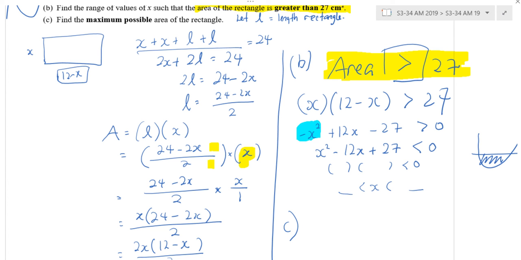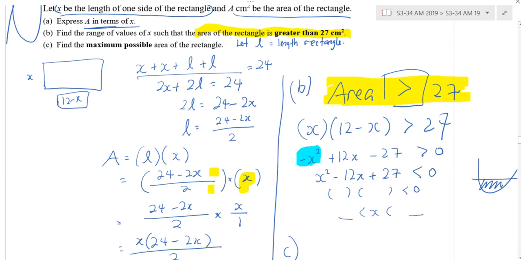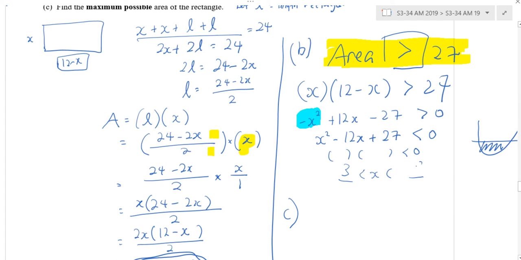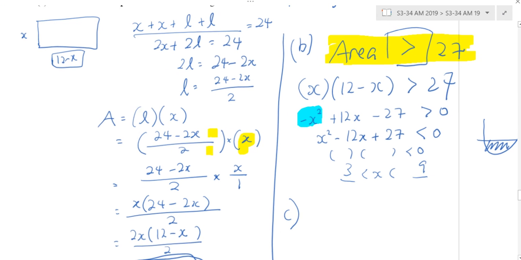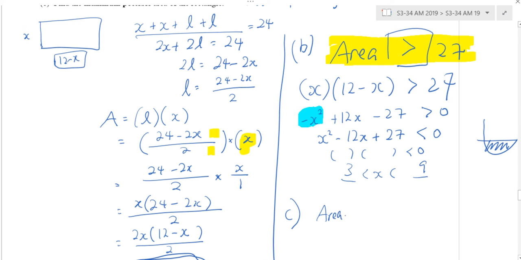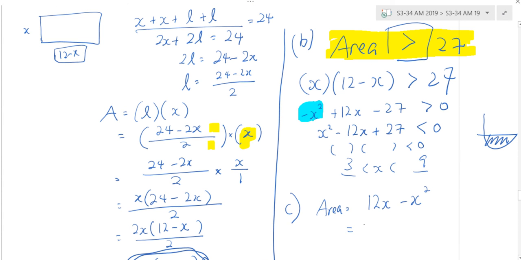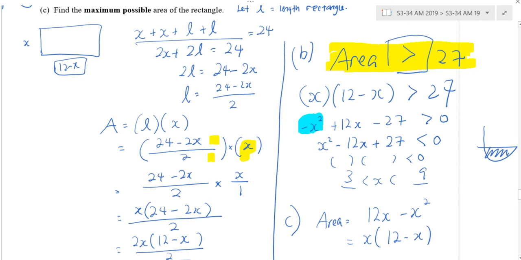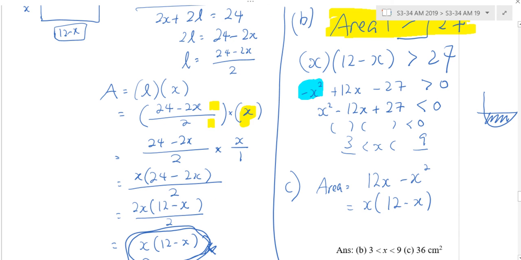X is the length. Find the maximum area. What do you all think? This is 3. This is 9. Area equals 12x minus x squared equals x(12 minus x). What do you think x is?